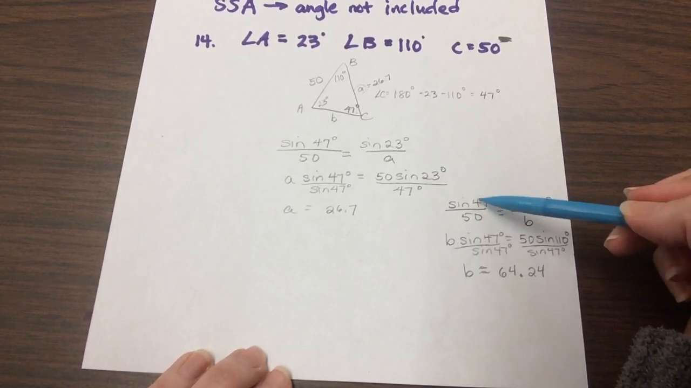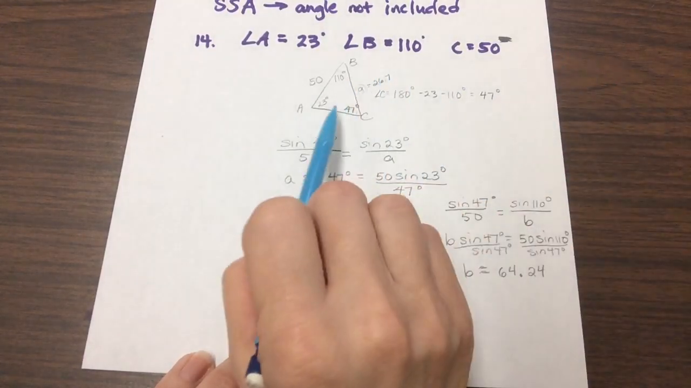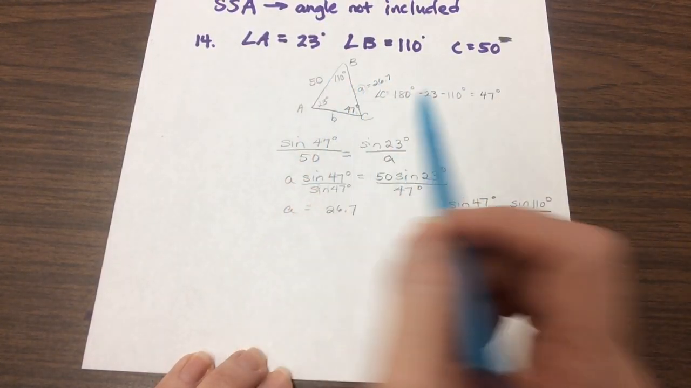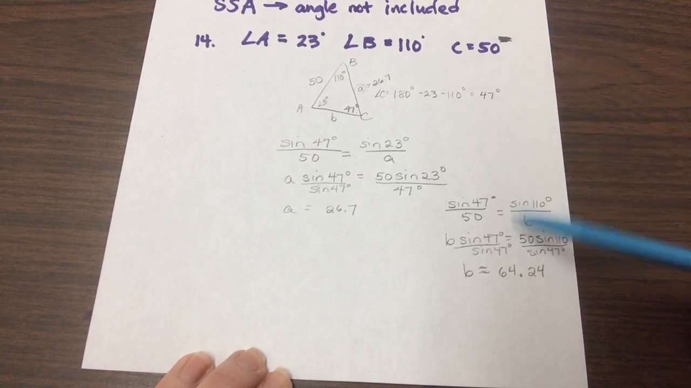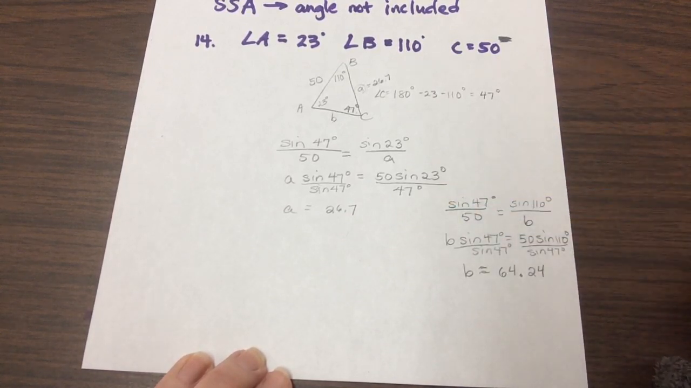Alright, so notice that when I set up my proportion, I have to have only one unknown. The other three things have to be filled in so I can find my unknown, and that's what I'm doing. I'm just using the ratios that I'm given and the law of sines and setting up a proportion and then doing the algebra to find my unknown.